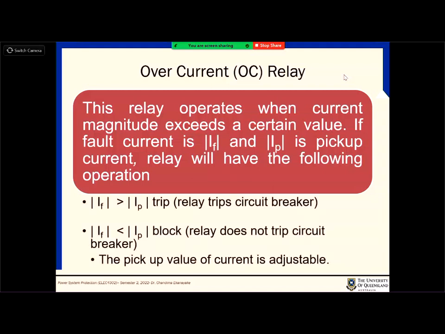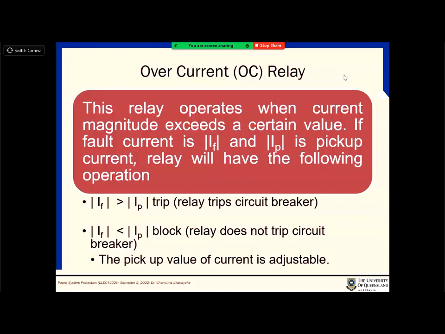A typical overcurrent relay works like this: if the fault current exceeds the pickup current, the relay will send the trip signal to the circuit breaker. Assume that. It's very simple, right? If it is less, then we call it block. The term block means that it doesn't send any signal. Trip means that it sends the signal.